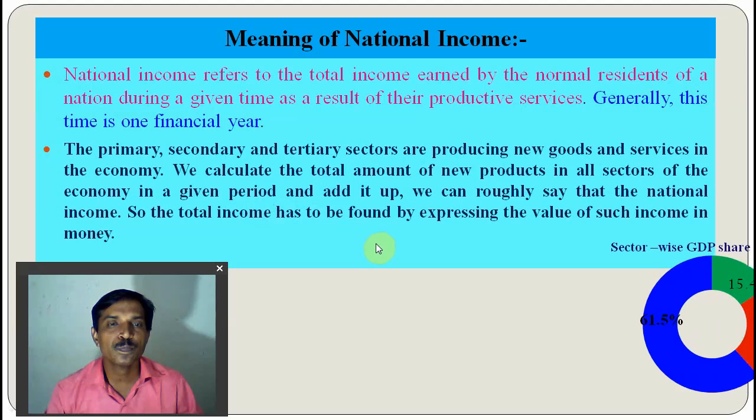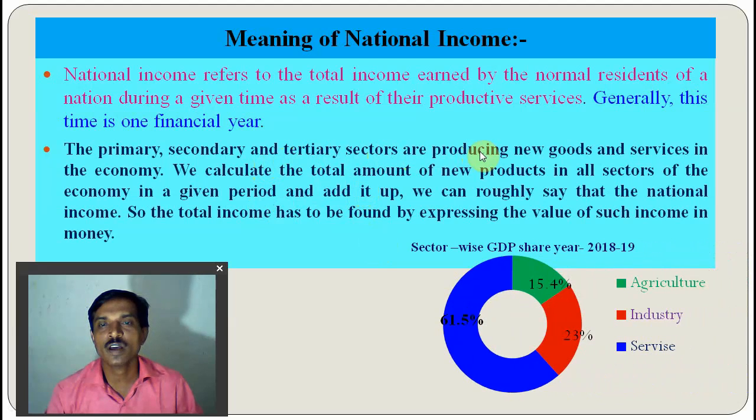The primary sector, industry sector and tertiary sector produce new goods and services in the economy every year. We calculate the total amount of new products in all sectors of the economy in the given period and add it up. Means in the given period of one year, the production of new goods and services we count in the national income. We can roughly say that it is the national income. So the total income is found by expressing the value of such income in money.